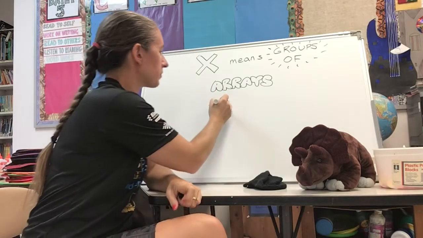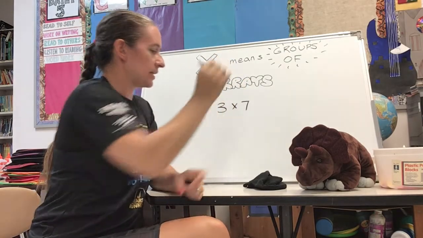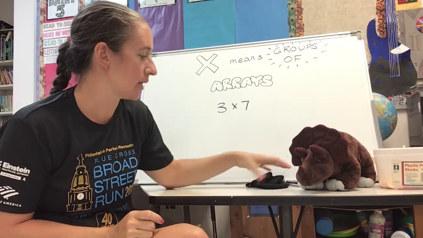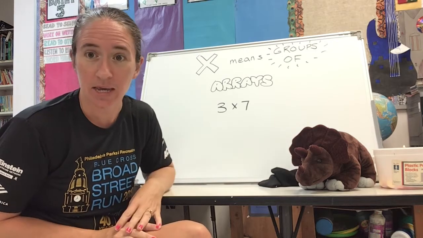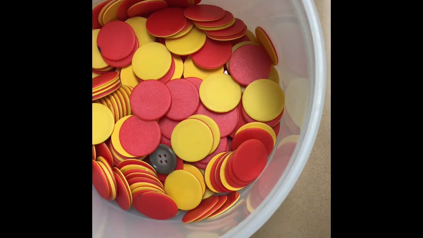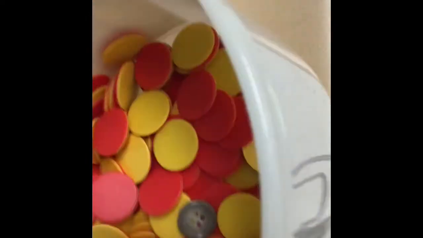Okay, so let's do a multiplication sentence. I'm going to do 3 times 7. Now, let's take a look at my desk here by Sarah, and I'm going to make 3 rows of 7. All right, so our multiplication sentence was 3 times 7. That means I'm going to make 3 rows of 7 with these counters.